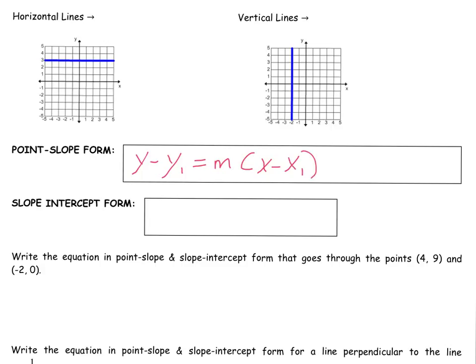Now that's different to y-intercept or slope-intercept form, y equals mx plus b, b being your y-intercept and m being your slope. So using these equations, we're going to take a look at a couple things here.